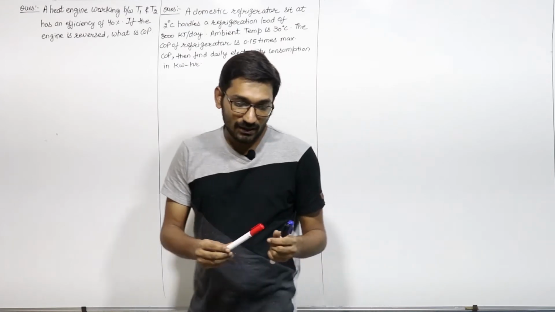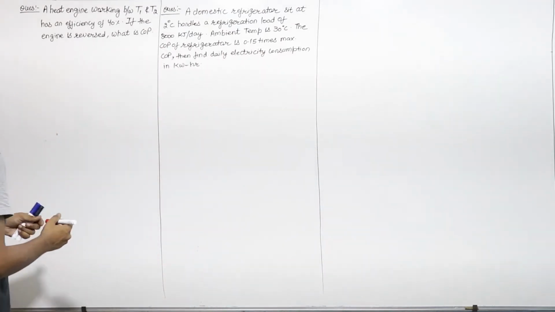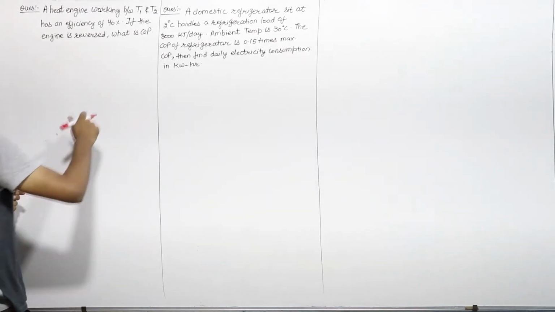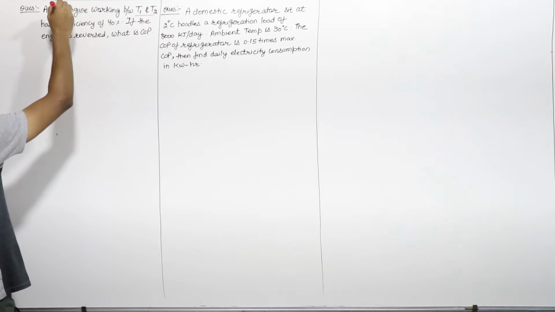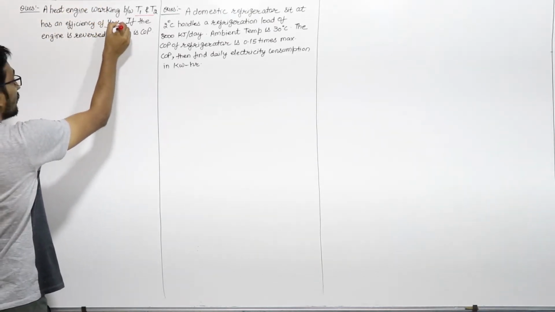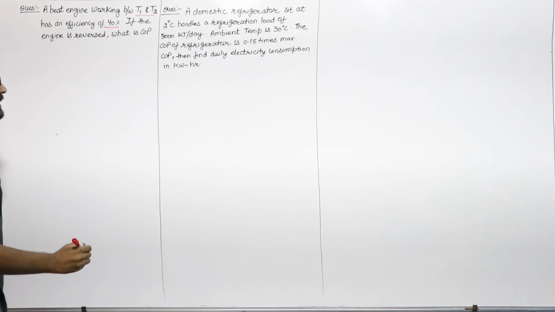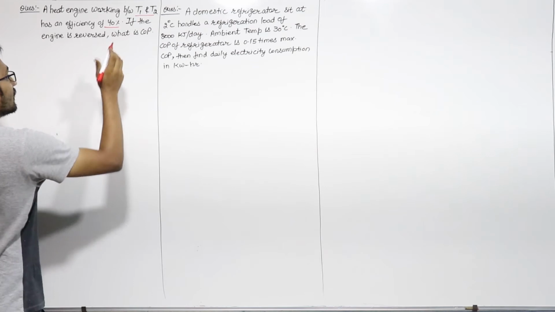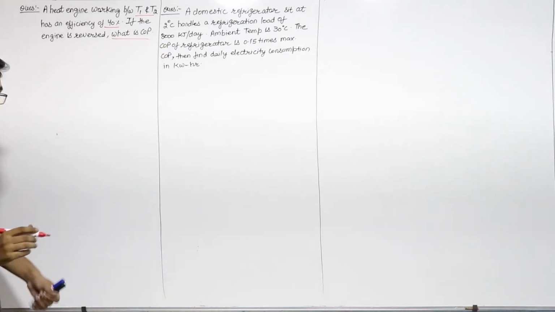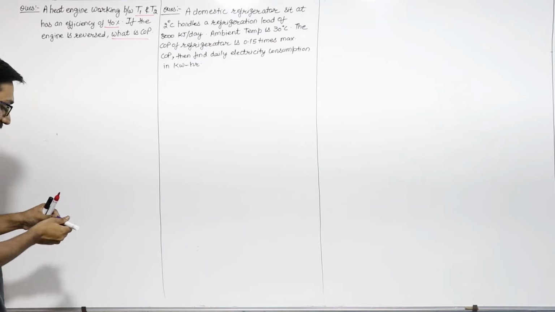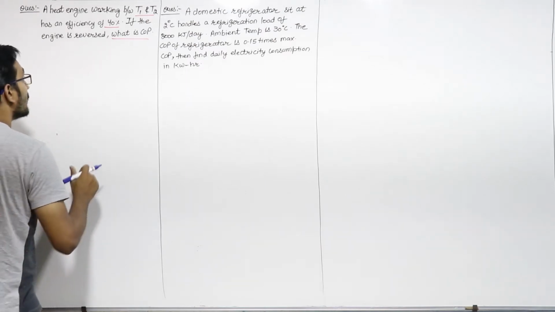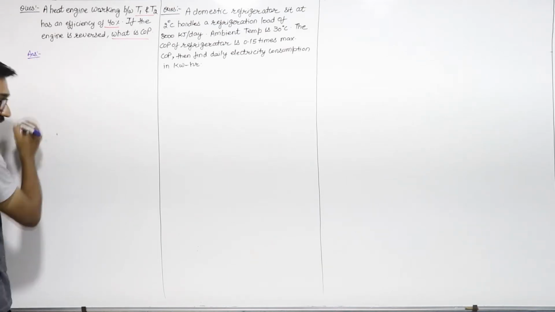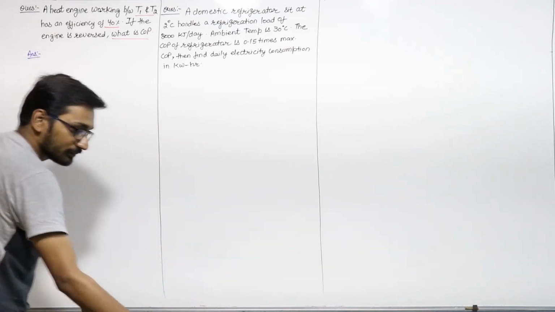The statement says that there is a heat engine which is working between the temperature limits of T1 and T2, and that heat engine has an efficiency of 40%. If this engine is reversed, then what is the COP we have to find out. Right, this is a very basic question. Let us start solving for this.